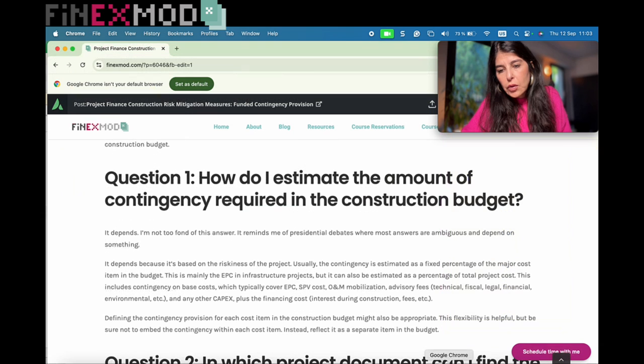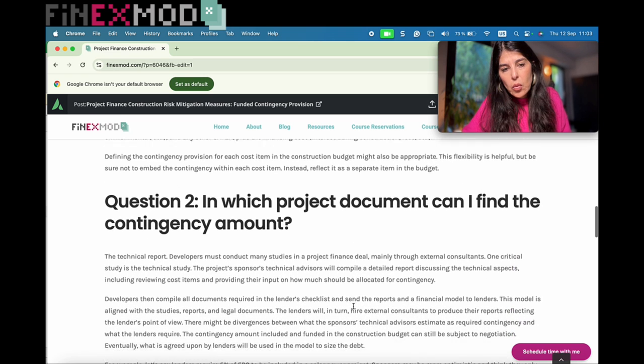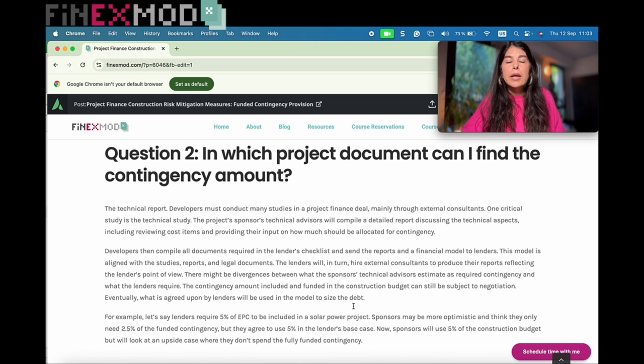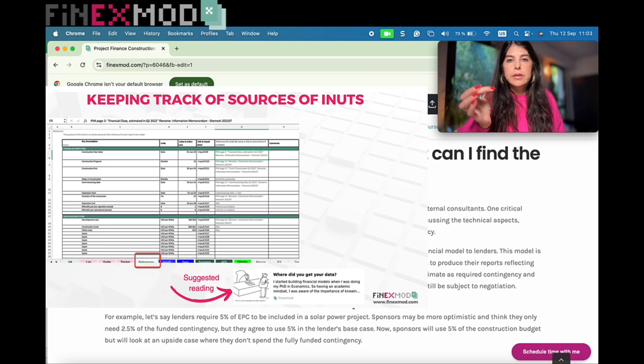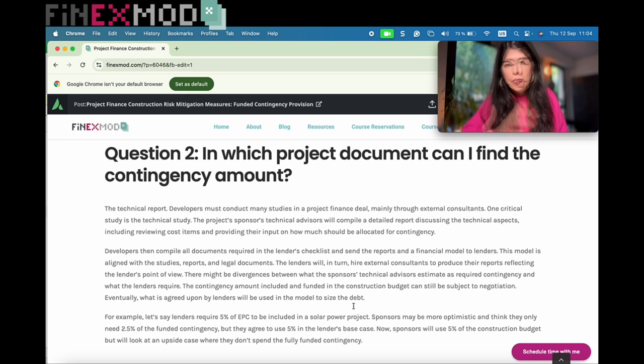Now question number 2, which is always an important question, is where can I find this amount, the terms of this funded contingency, in which project document can I find it. And why I say this is a necessary question, because all the inputs that go to your financial model need to be well referenced. Okay, so you need to have a justification for each and every input. And for contingency, let me give you the answer. The answer is in the technical studies.